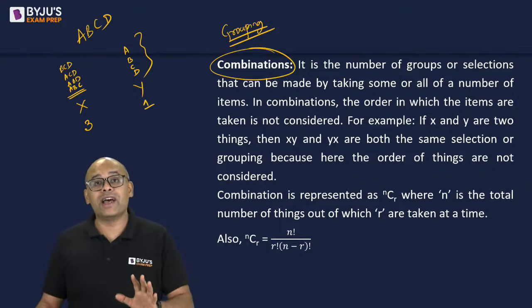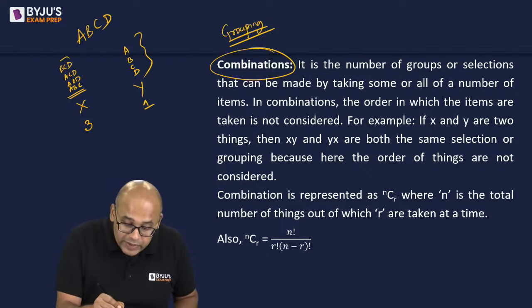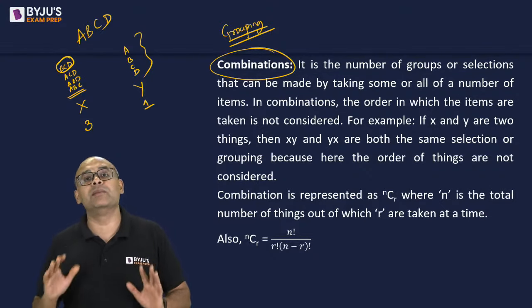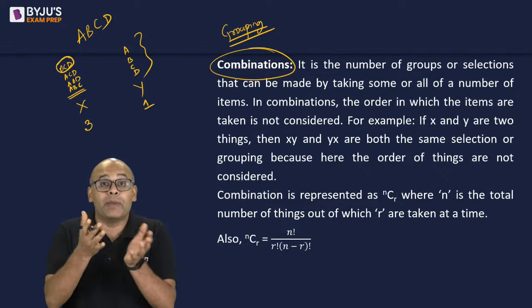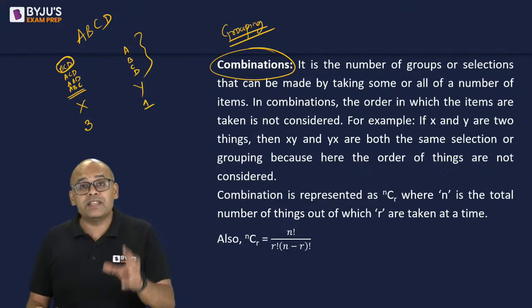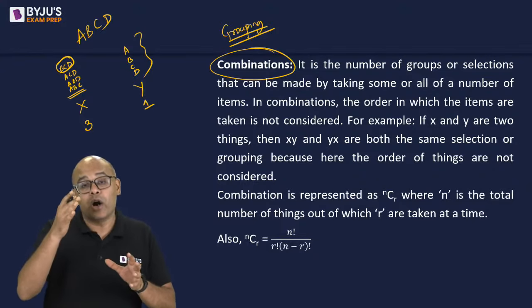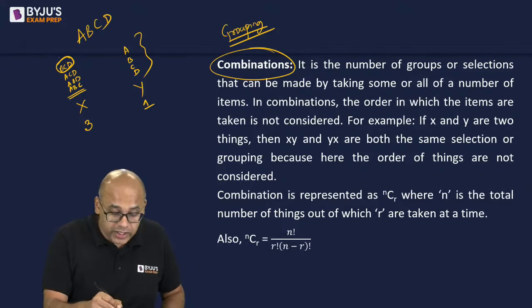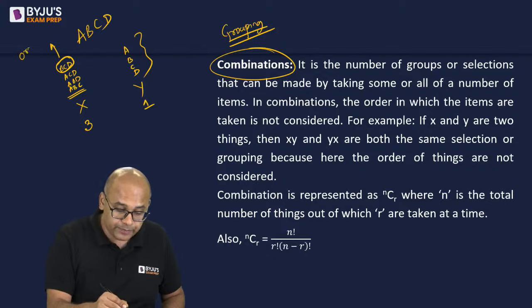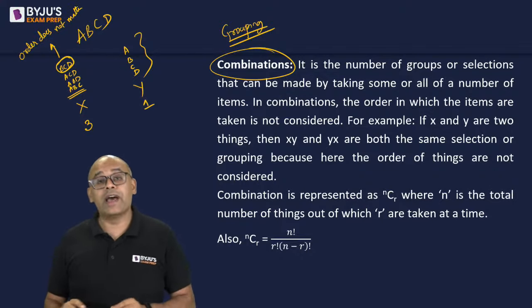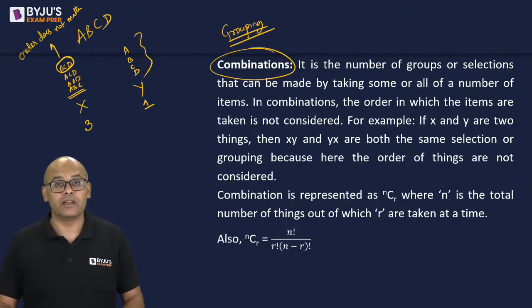Right? So this is called a combination. Here, whether you're writing BCD or CBD or DCB doesn't really matter because you're just forming a group. You're not making them sit anywhere. This kind of counting where the order does not matter is called combination or grouping.